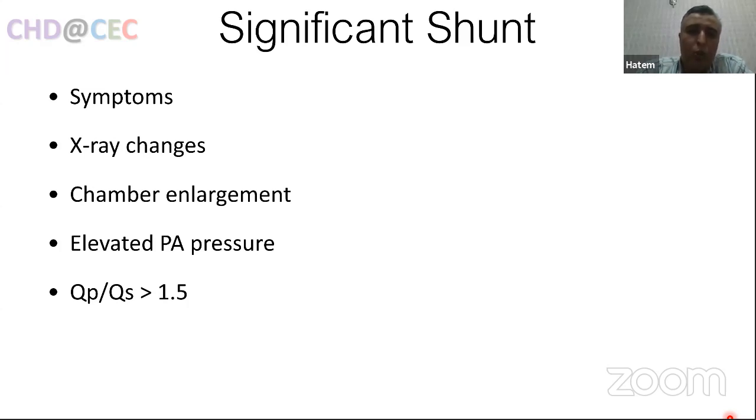So to have a clinically significant shunt, you can detect that by the presence of symptoms of increased pulmonary flow, X-ray change, chamber enlargement, high PA pressure, high QP/QS.